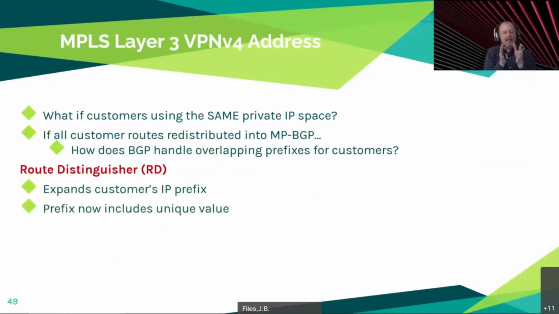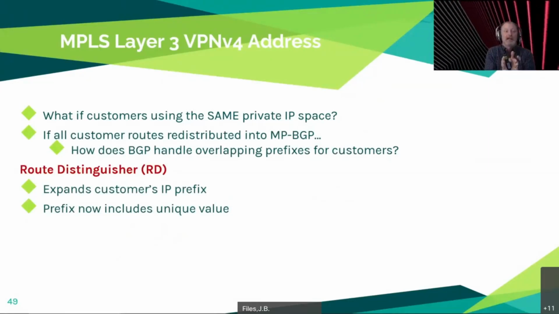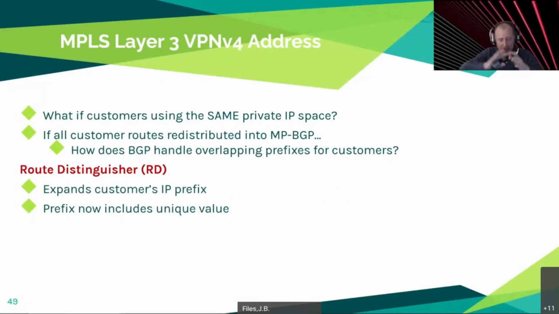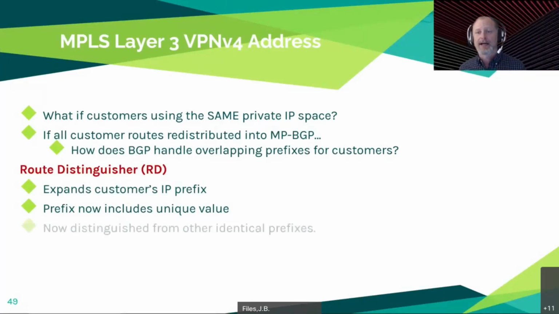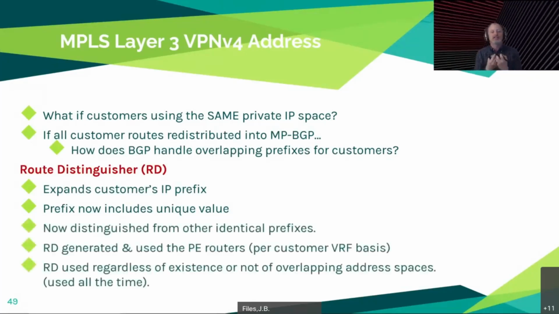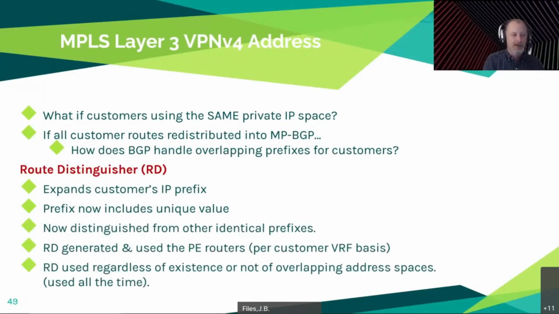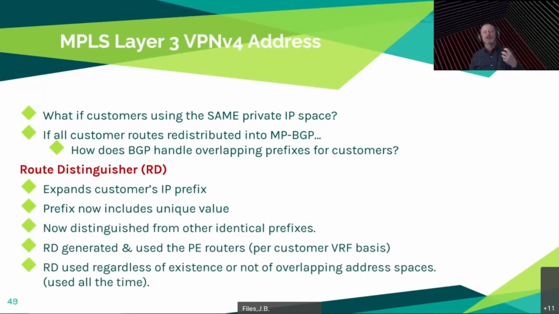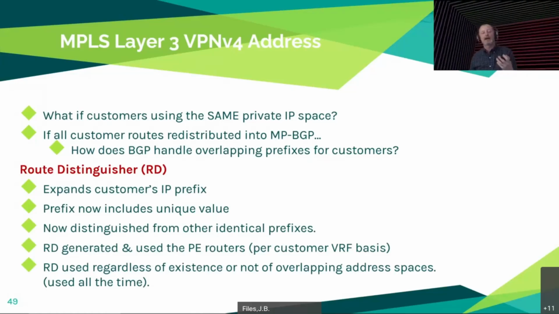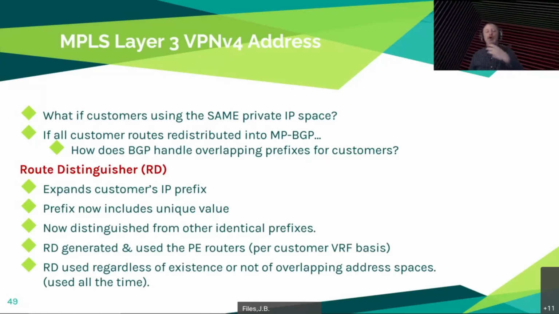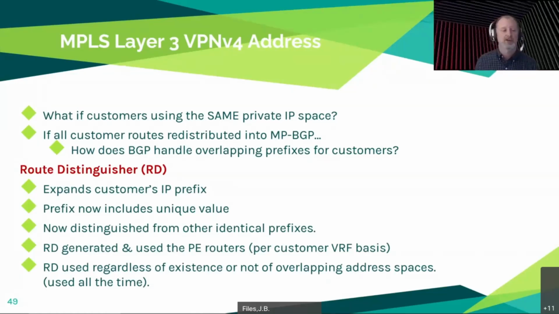That takes the customer's IP prefix and gets added to it. So now that there's a unique combination, we are now distinguishing these routes from other identical prefixes. The route distinguisher is created by the provider edge routers on a per VRF basis. The customer doesn't create them.